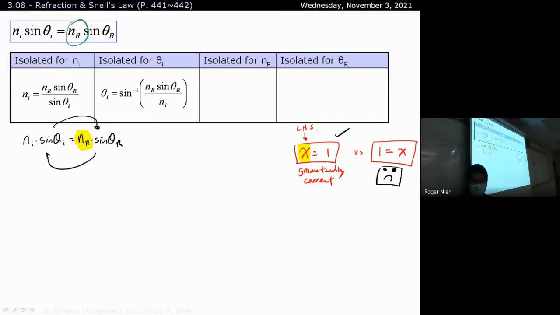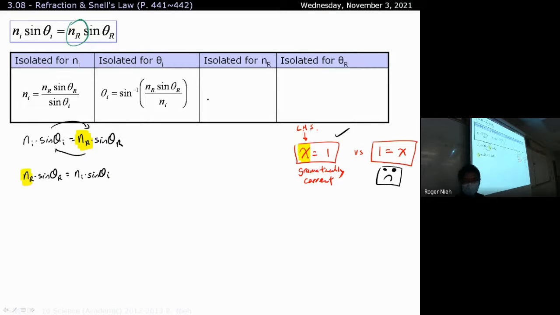So I'm going to take everybody and I'm going to swap them all around. So logically, they will make sense, and we're aiming for grammatically correct as well. So I'm just doing a quick swap-a-rooney. Maybe I'll just keep the arrows there. And now I have n_r times sine theta r is equal to n_i times sine theta i. Here it is, just quickly rearranged.